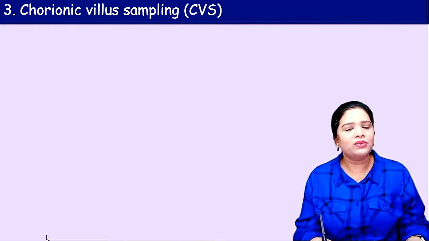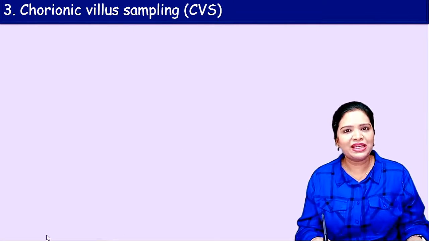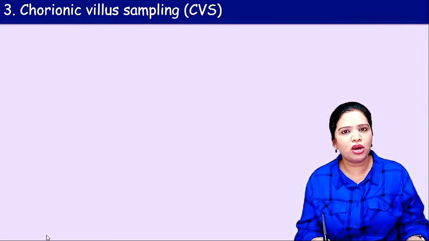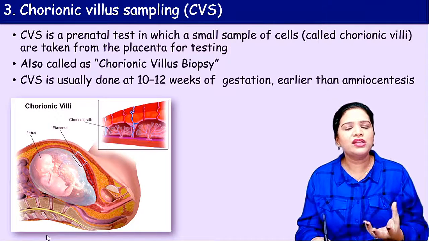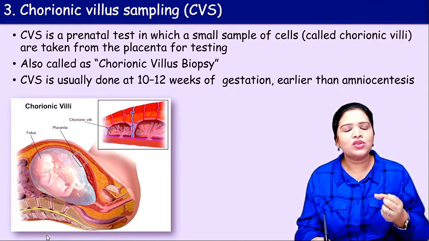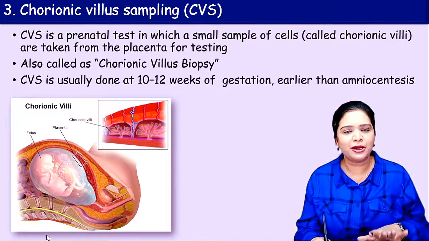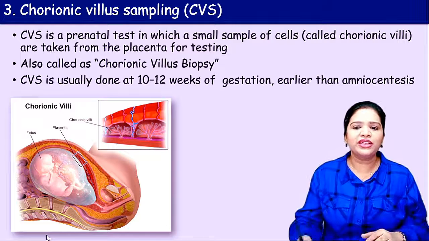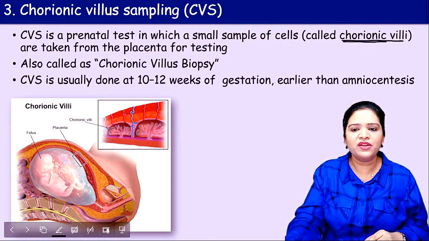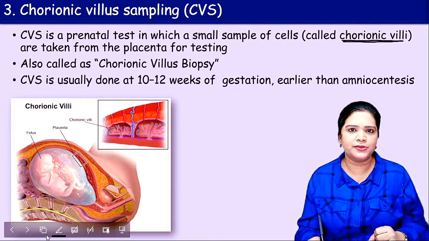Clear? Now, a third technique is chorionic villus sampling, which is called CVS for short. So, what is chorionic villi sampling? Just as we took the amniotic fluid as a sample to detect the fetal abnormalities, we can also take chorionic villi from the fetus to detect the fetal abnormalities.